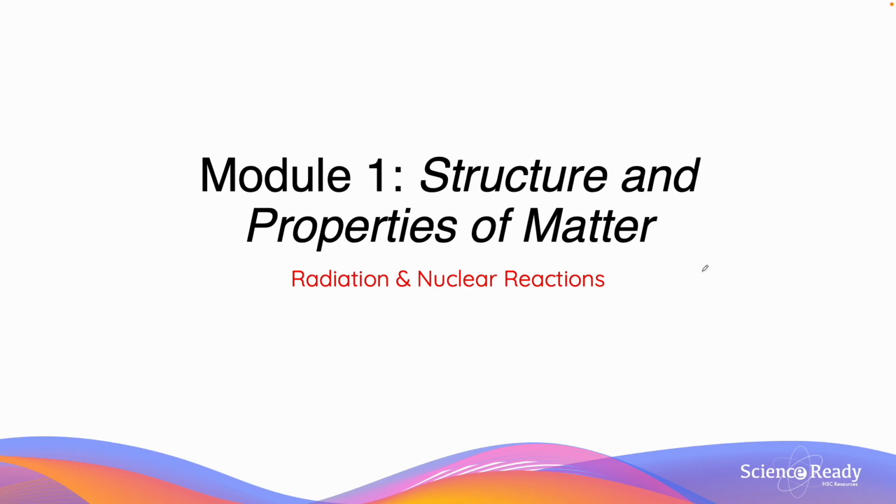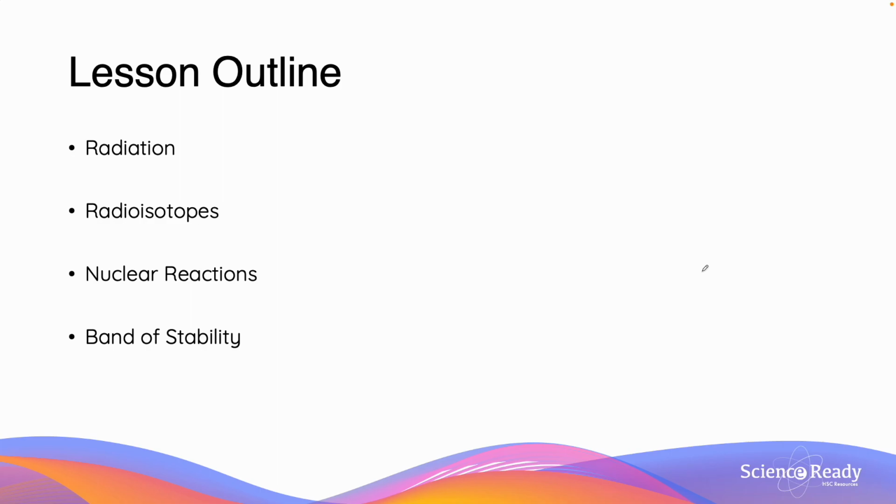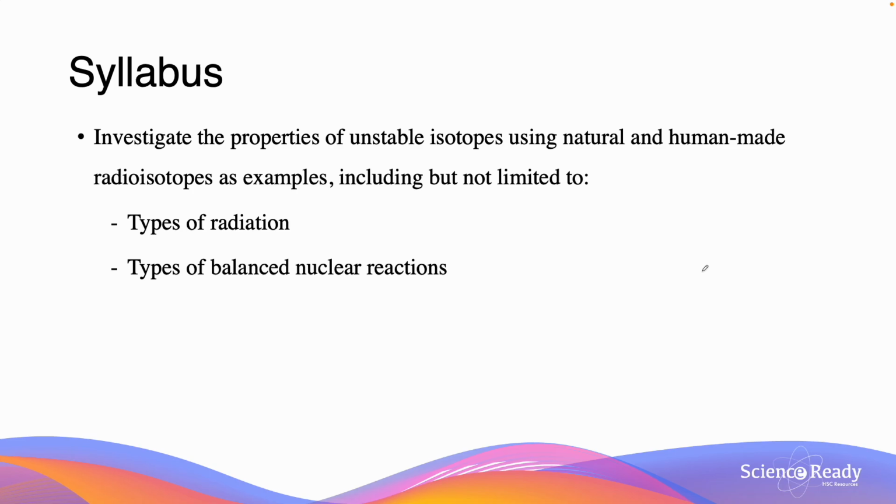In this video, we'll explore radiation and nuclear reactions. We'll start with talking about what radiation is, as well as what different types of radiation are. What are radioisotopes? How do we express nuclear reactions? And explore what the band of stability is and why it is relevant to radiation. Here are our relevant syllabus dot points.